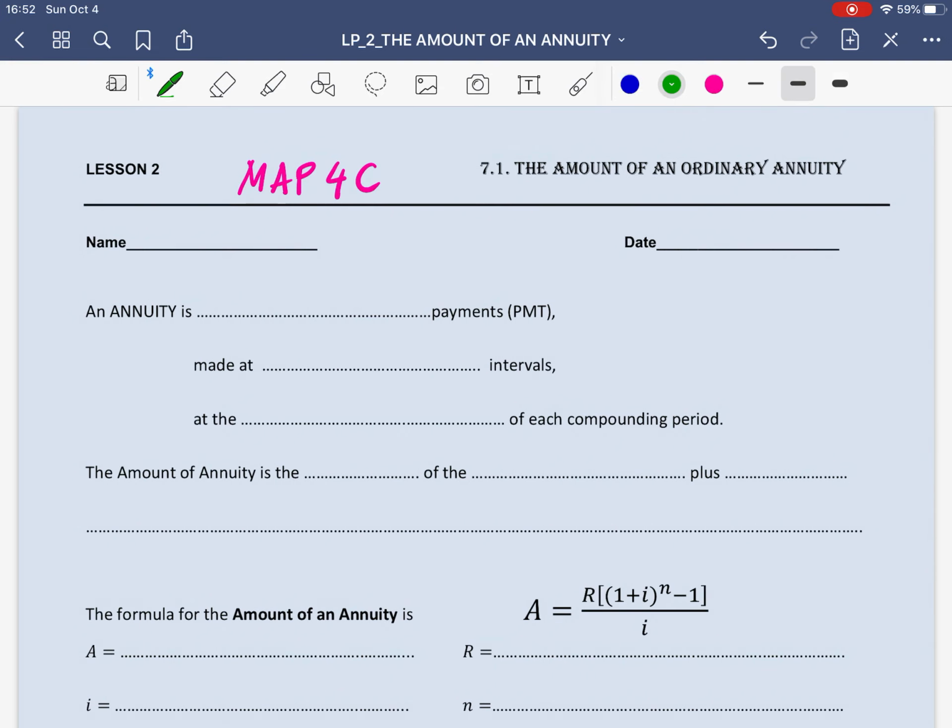So we're going to say that an annuity is a series of equal payments made at regular intervals. And all the investments are made at the end of each compounding period. Now, the amount of the annuity is the sum of all the regular deposits plus the interest.